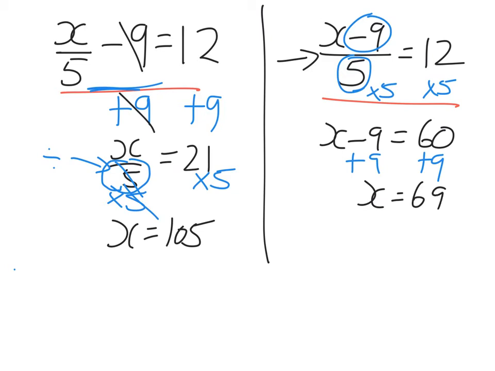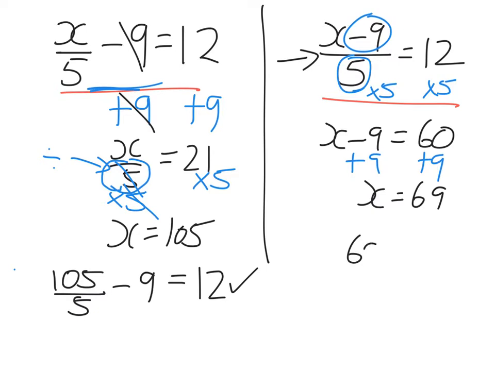Now I can check either of these solutions again by substituting for x. So if I substitute x is 105 into the original equation, I get this. I put it on my calculator, I do in fact get 12, so I know I'm right. In the second one, if I substitute x is 69, then subtract 9 and divide by 5, I do get 12. My calculator tells me, so I know I'm right. You could have used the flowchart method for either of these as well. I don't mind which method you're using.